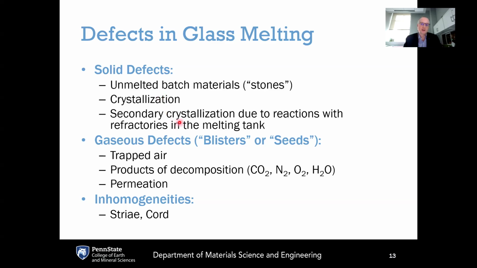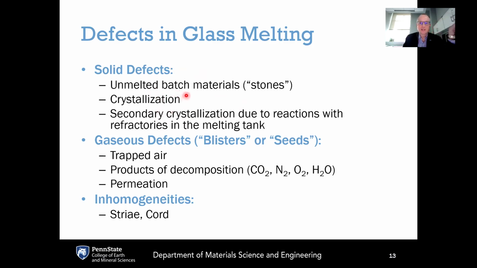We can also have secondary crystallization, which is what occurs when the molten glass reacts with the refractory materials of the melting tank. If it reacts with the melting tank and forms a new crystal as a result of that reaction, either by corroding something from the melting tank, for example maybe corroding some zirconia and then forming a zirconia-containing crystal, that is what's called secondary crystallization. So this is crystallization that doesn't just come from the glass itself, but comes from the glass interacting with the refractory material. So these are three different types of solid defects that can occur.